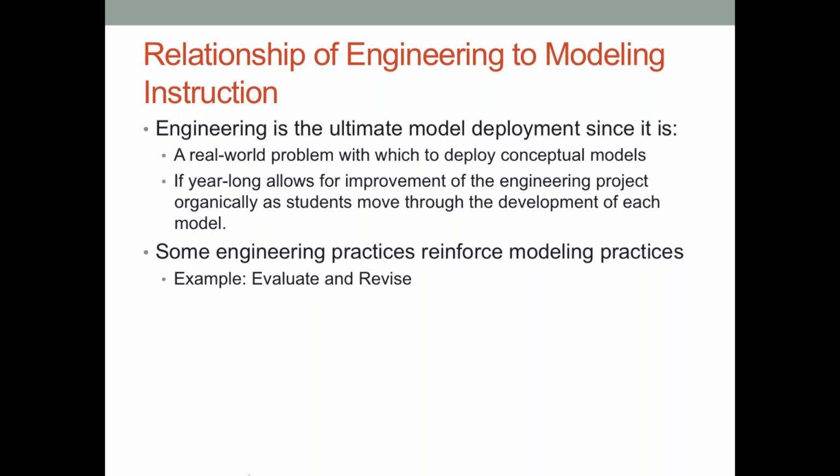And also the multiple solutions idea, I think, is really important and goes nicely with modeling, because there are often multiple solutions to a problem using different representational tools, and it's nice that students get to experience that in a real world place too.